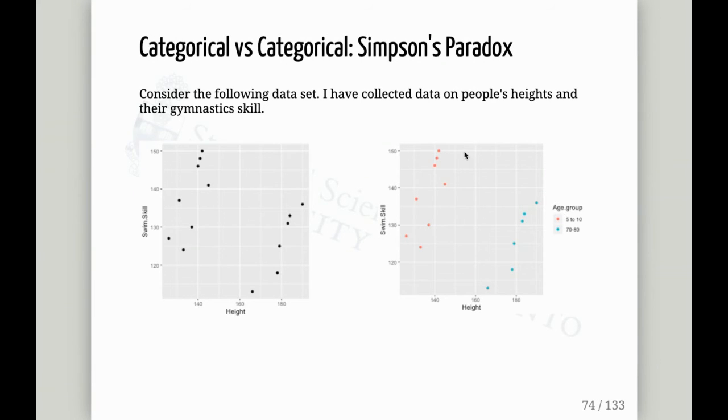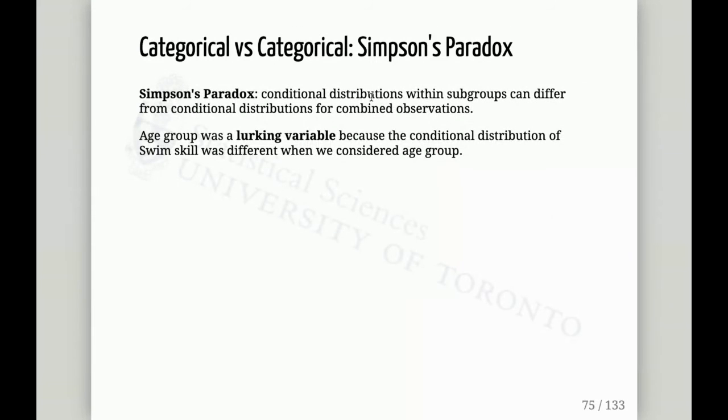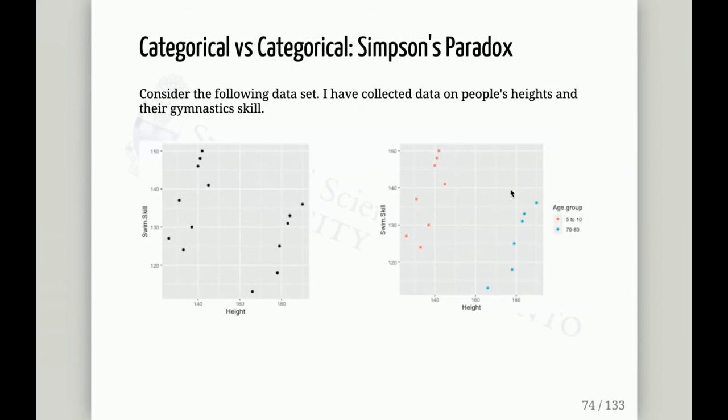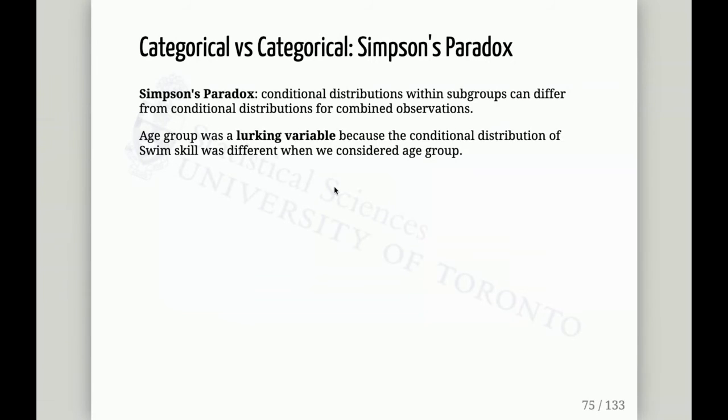But if we didn't look at age group, then it just looks like there's a decreasing trend. This is something called Simpson's paradox. Conditional distributions within subgroups can differ from conditional distributions for combined observations. The conditional distribution of height versus swim skill per age group is increasing, but if we just put it all together, it looks like it's decreasing. So age group here was a lurking variable, because the conditional distribution of swim skill was different when we considered age group.